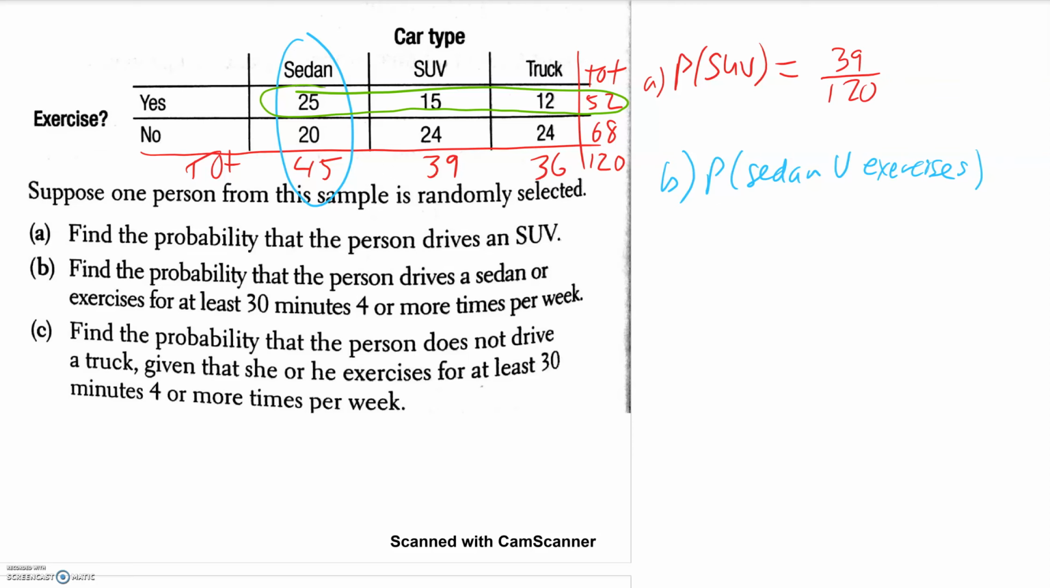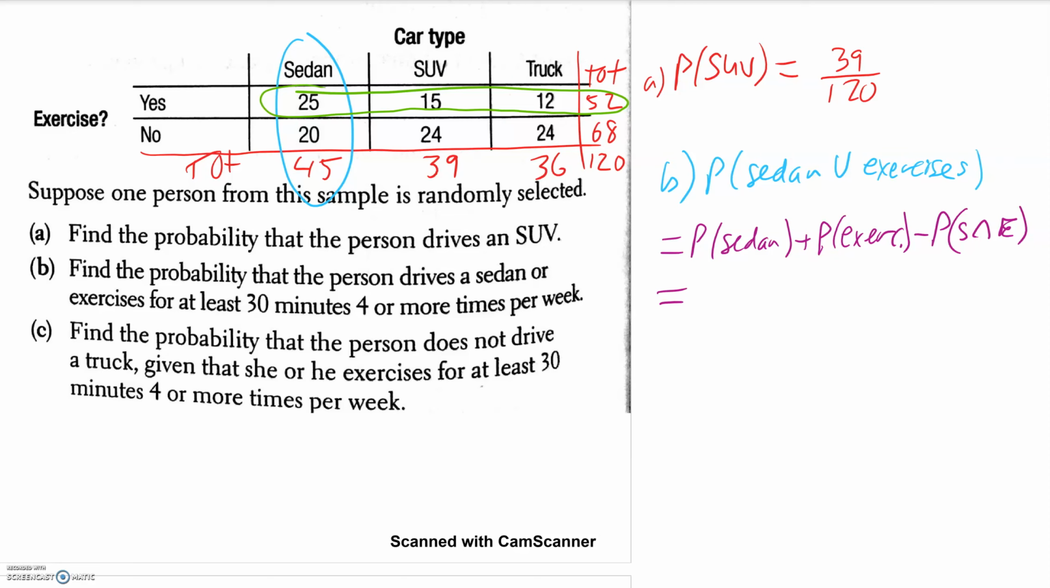So we do have a formula for this. So I'm going to go ahead and write out the formula. It's going to be probability of sedan plus probability of exercise minus the probability of both, which is, I'll just put S and E, okay, because I'm running out of space over there. All right, so we're just going to go use our formula.